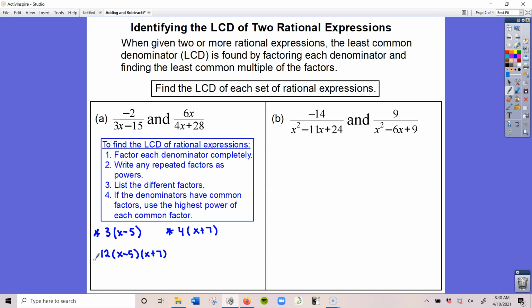This essentially means that everything is being multiplied. But like I said, you don't actually multiply them. We keep it like this, factored. So this is going to be the LCD. Let's try that with this one.